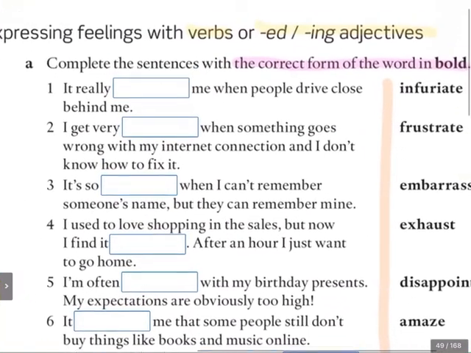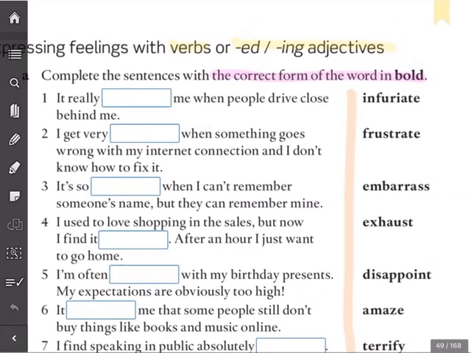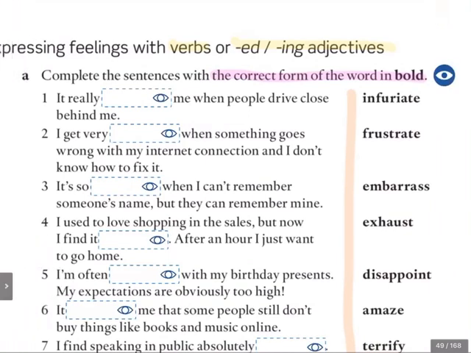Now, let's have a look at number 1. Now, it really me when people drive close behind me. So the first thing we need to do is decide if we need a verb or if we need an adjective. Now, I think in this sentence, what do you think? Take a moment to fill in the gap. Have you got an answer? Well, we need a verb, don't we? It really infuriates me. It makes me feel very angry. It infuriates me when people drive close behind me. So there we need to conjugate the verb. It really infuriates me. It makes me really angry.